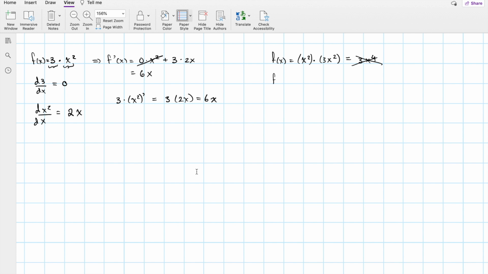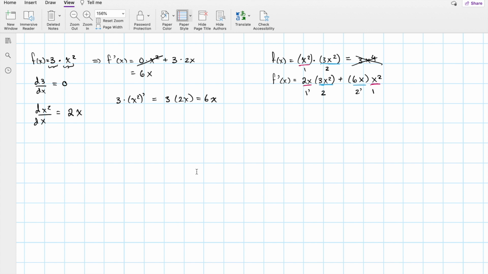F prime of x is going to equal the derivative of x squared, which is 2x, multiplied by 3x squared, plus the derivative of 3x squared, which is 6x, times x squared. So these correspond here and this corresponds here, right? So this is the 1, this is the 2. So we take 1 prime times 2 plus 2 prime times 1.